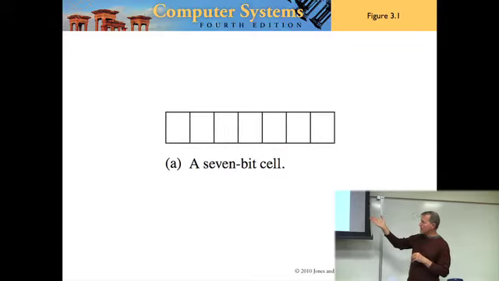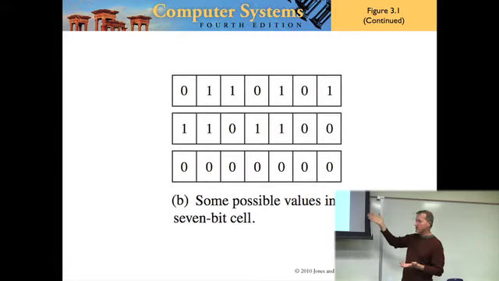So this first example we're going to do shows a 7-bit cell in figure 3.1. Each one of those cells can contain either a 1 or a 0. So in part B of the figure here are some possible values of a 7-bit cell. We just got random 1s and 0s there. Yeah? Are you with me?